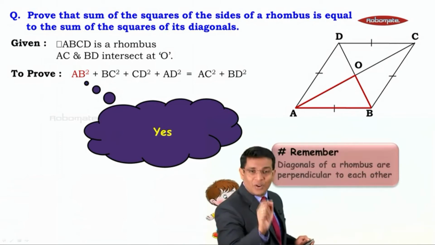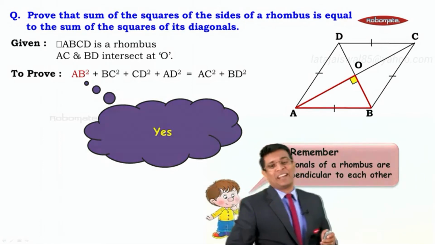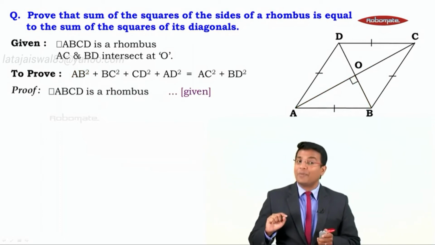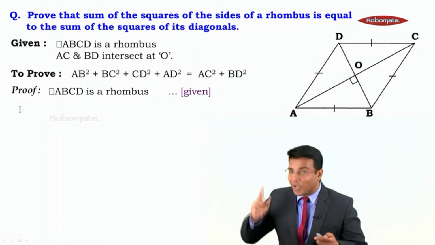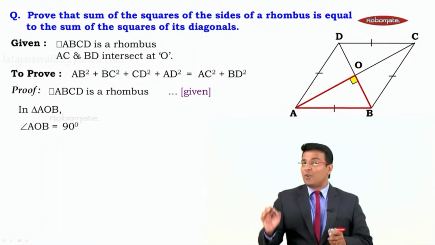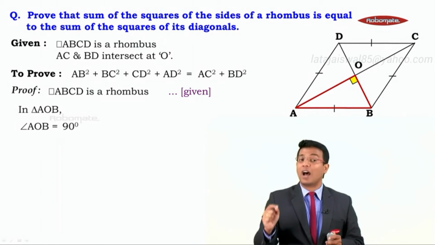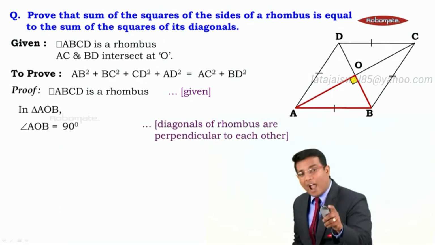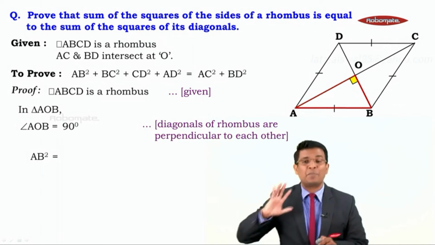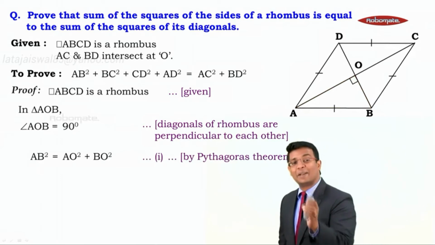You know why? Because remember that diagonals of a rhombus are perpendicular to each other. That is why that angle will be 90 degree. That means now we have a right angle triangle. So if it is a right angle triangle, can we apply Pythagoras theorem to get AB square? Yes. So we are going to do that now. So in triangle AOB, we write angle AOB is equal to 90 degree. Why 90 degree? Because we know that diagonals of a rhombus are perpendicular to each other, right? And now we apply Pythagoras theorem, we get AB square is equal to AO square plus BO square. So we write that. Was this easy? And this is by Pythagoras theorem marked as result number 1.